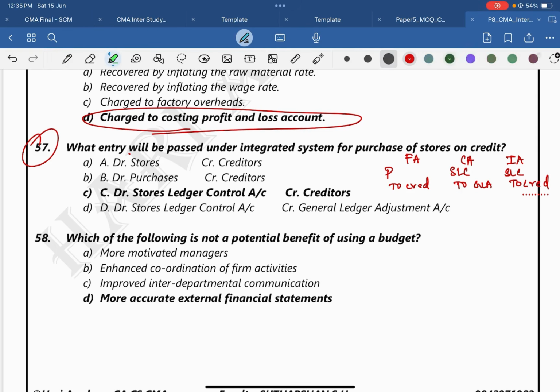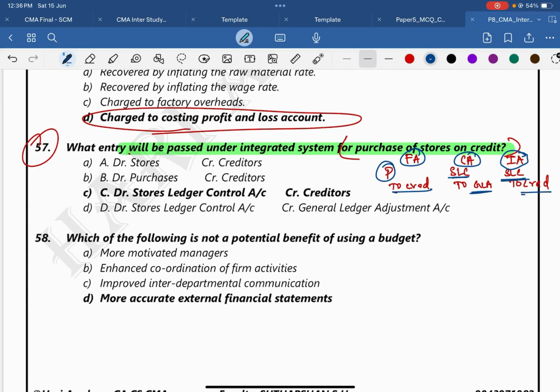What entry will be passed while integrating the accounting system for the purchase of stores on credit? They are specifically asking stores on credit. For financial accounts, we will write purchases to creditors. In cost accounts, we will write stores ledger control or material ledger control to general ledger adjustment account. In integrated accounting, we will write SLC to creditors. This SLC may be known as material ledger control account. They may also call it material ledger control account. So the answer will be SLC to creditors, option C.